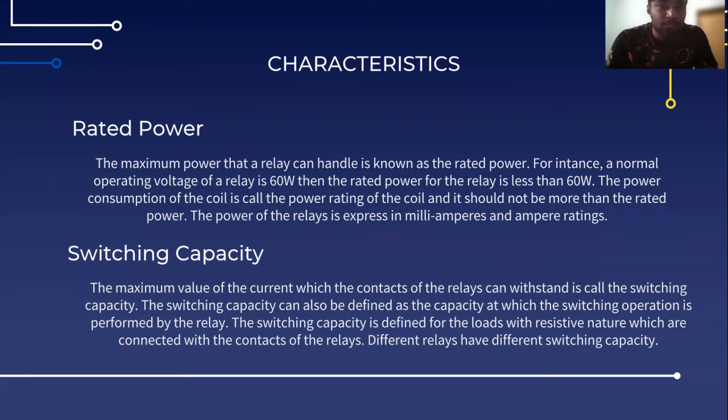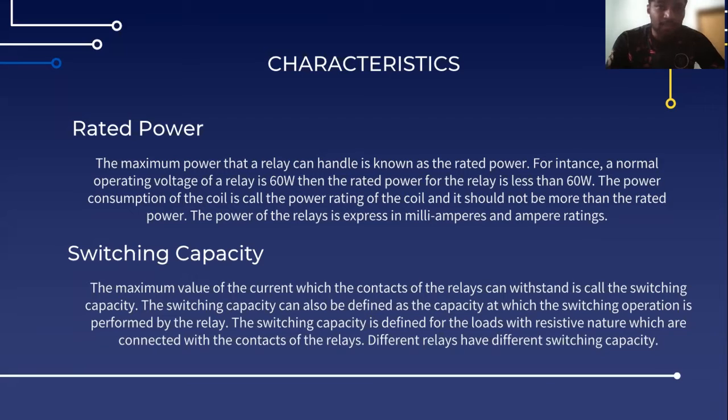The maximum power that a relay can handle is known as the rated power. For instance, if the normal operating power of a relay is 60 watt, then the rated power for the relay is less than 60 watt. The power consumption of the coil is called the power rating of the coil, and it should not be more than the rated power, so it should not exceed 60 watt. The power of the relays is expressed in milliamperes and ampere ratings.